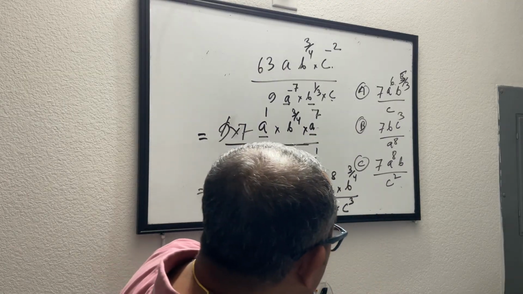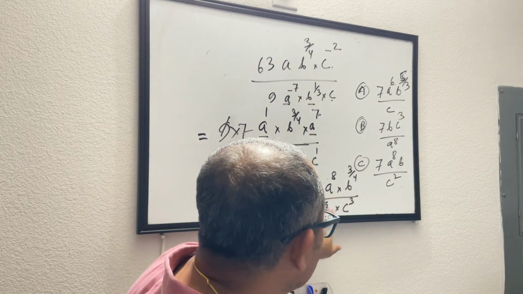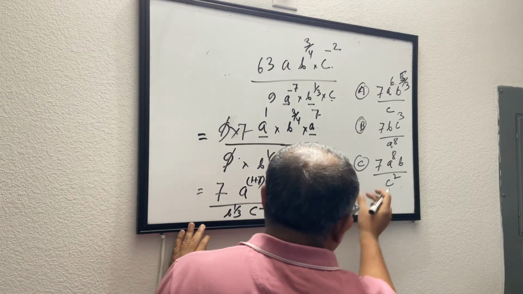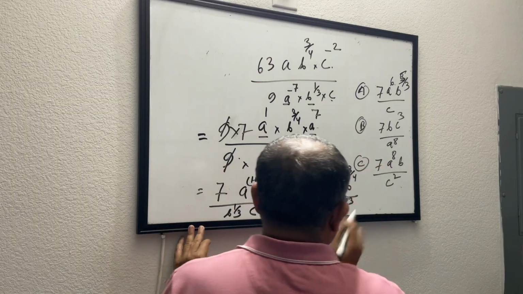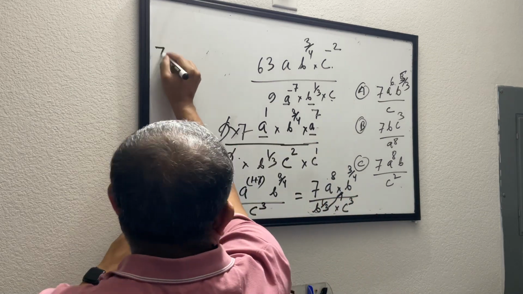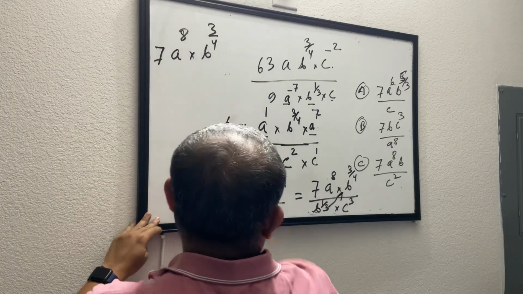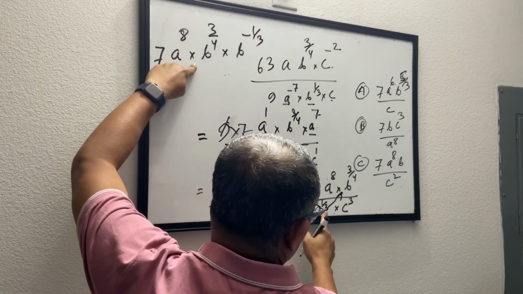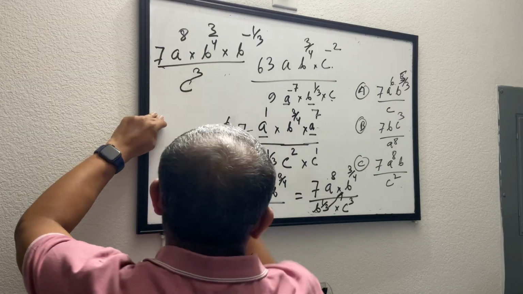Now only thing is, these two are from the same family but not staying together. We want all the family members to be together. So let's deal with these two. Meaning, if I move this guy along with this guy or move this guy along with this guy, the power will change from positive to negative. So let's say I'm moving it upstairs. So this becomes 7 A to the power 8 into B to the power 3/4 into B to the power minus 1/3 because we moved it from denominator to numerator, and then by C to the power 3.